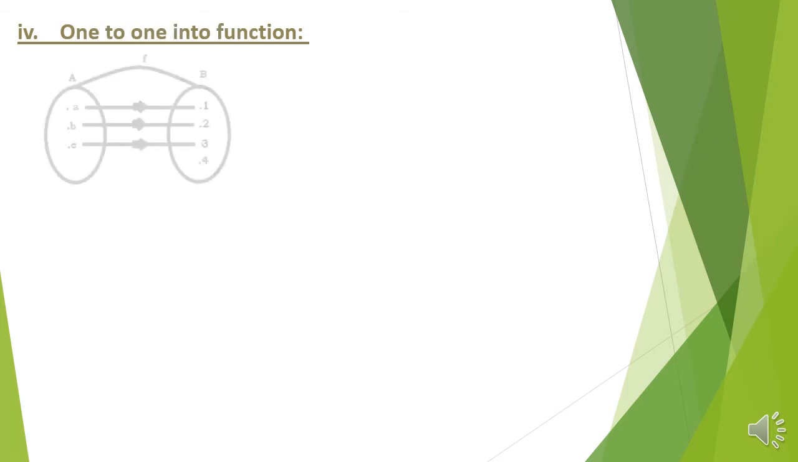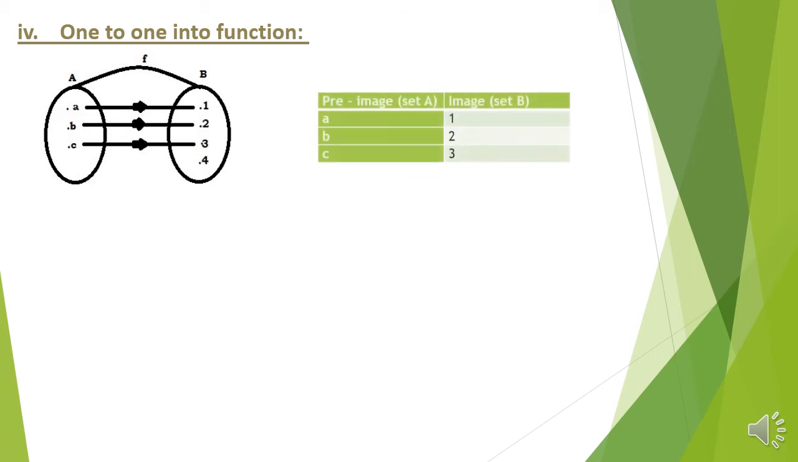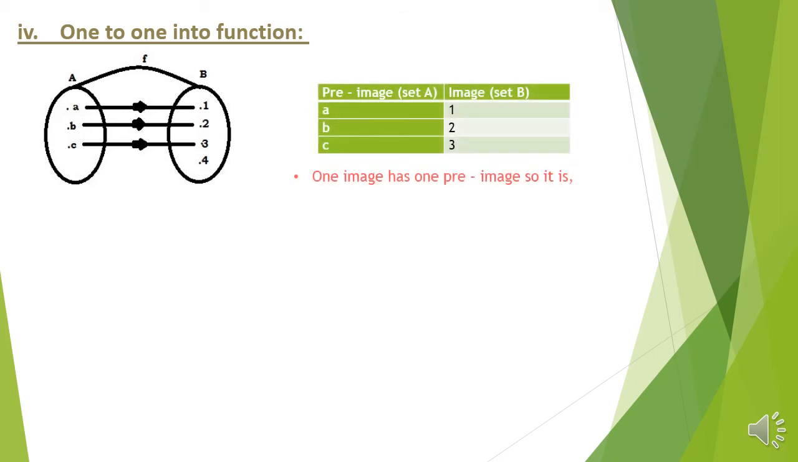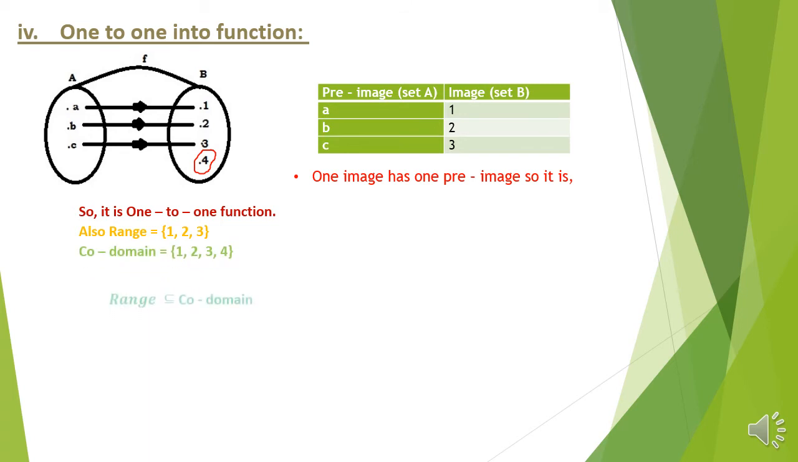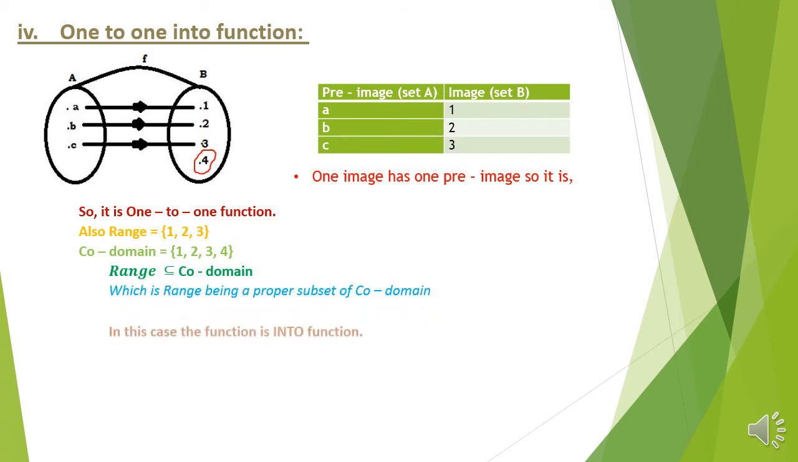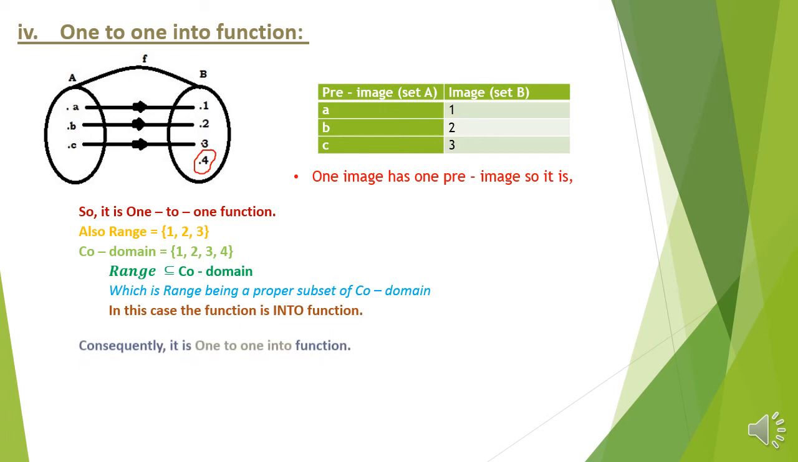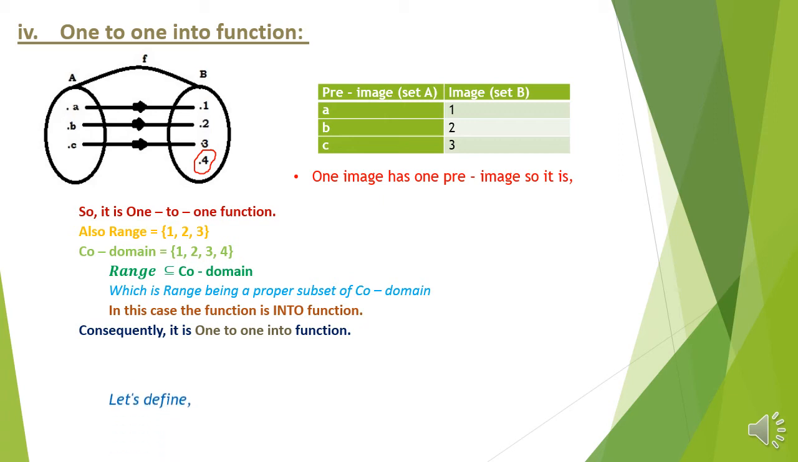Now this is one-to-one into function. Here is a mapping diagram, and we have expressed the image and pre-image in table form also. Now you can see there is a slight difference. There is the presence of element 4, which is unmapped, so it makes the function an into function. Because we have already studied in type 2, for an into function there must be an unmapped element. But the mapped elements are mapped with only one element each, so it is one-to-one. The range we can see is 1 2 3, and the domain is 1 2 3 4. Range is a proper subset of codomain, and in this case the function is an into function, and consequently it is one-to-one into function. It is one-to-one because one image has one pre-image, and because the range is a proper subset of codomain, it is into. It is both into and one-to-one, and finally the function is one-to-one into function.